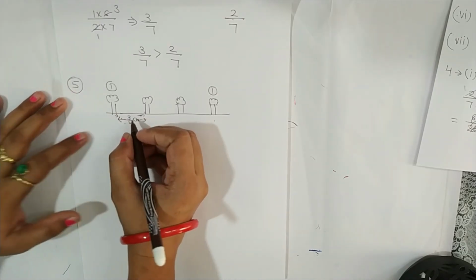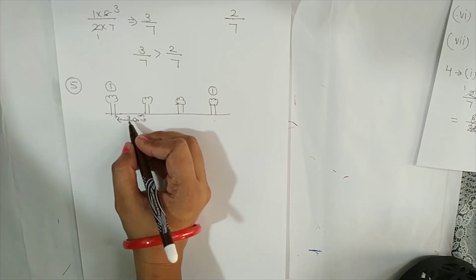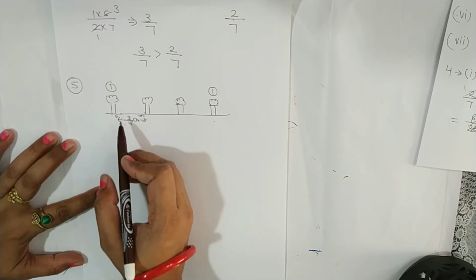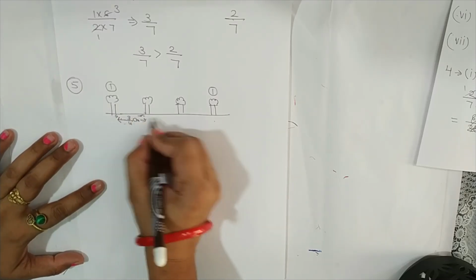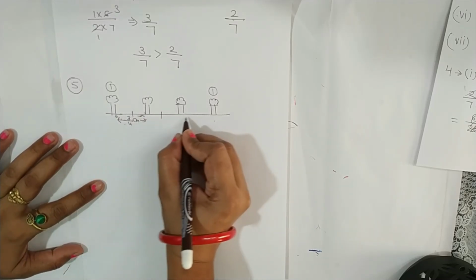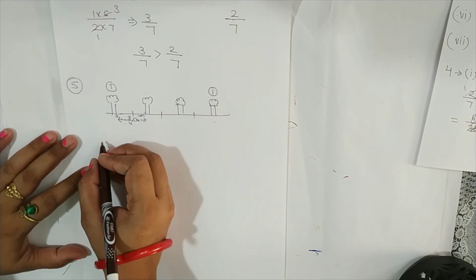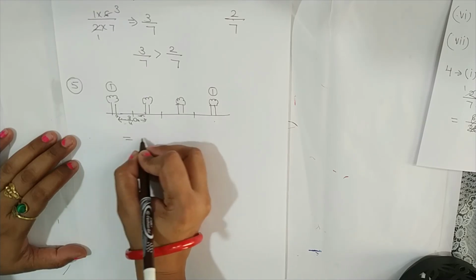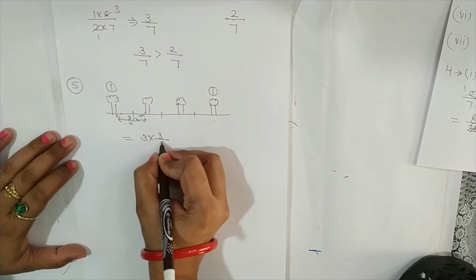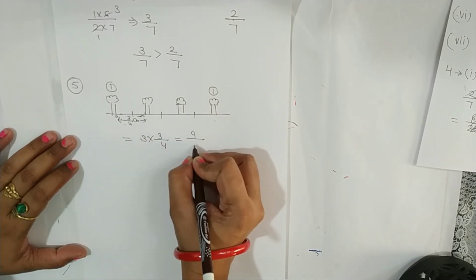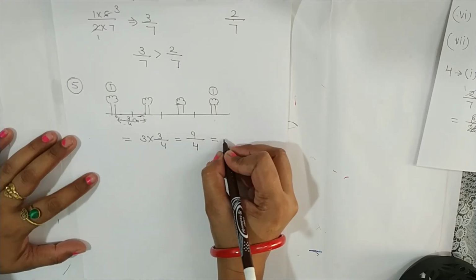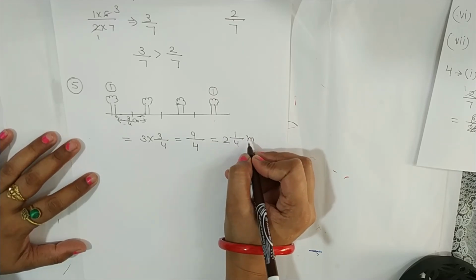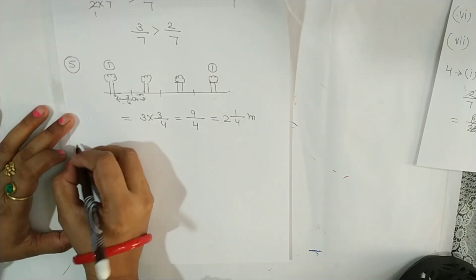Now how many gaps are there between the saplings? Or you can say the number of gaps in saplings. So there are 3 gaps: 1, 2 and 3. So the distance between the first and the last sapling is equal to 3 into 3/4. So it will be 9/4. You have to convert it into a mixed fraction, 2 1/4 meter. Now move on to the next question.